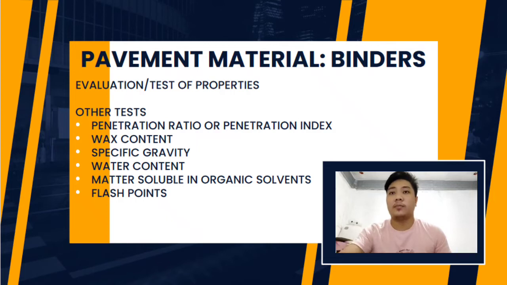Other tests. Penetration ratio or penetration index. It indicates temperature susceptibility of bitumen. Typically, PI values range from around -3 to around +7 for highly blown, low temperature susceptible bitumen.